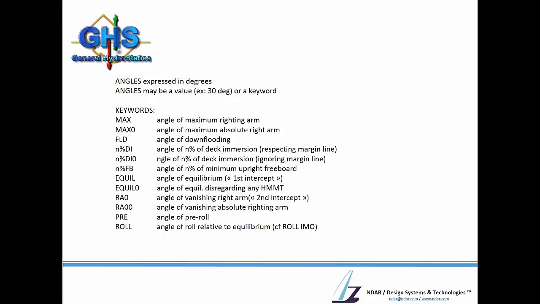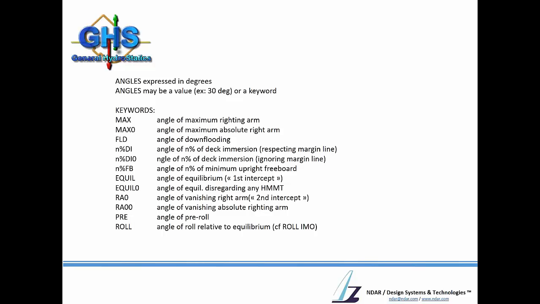Percentage FB, this is the angle of minimum upright freeboard. Basically the example is if you have a 2 meter freeboard at minimum freeboard upright, then for example checking a 50% FB would do a check of the angle happening when at 1 meter residuary freeboard.